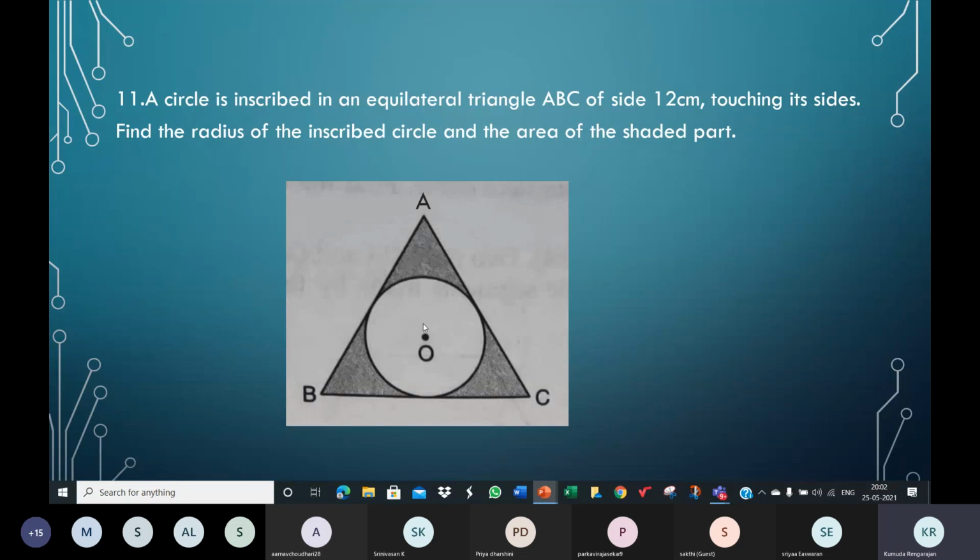Next, join OA. We are going to divide the triangle into three smaller triangles. So let's join OA, OB, and OC. Is that fine, children? Do all this in your book. Make a rough figure fast. Draw the incircle. Take OP, OQ, OR, and then join OA, OB, OC. Keep it ready.